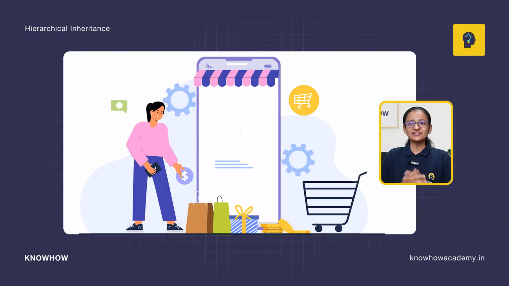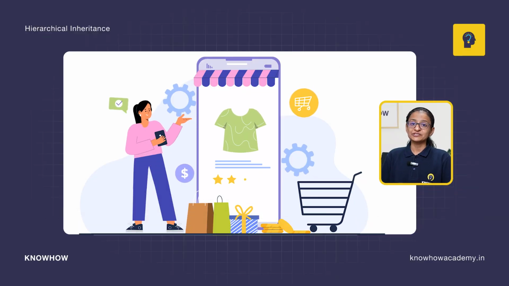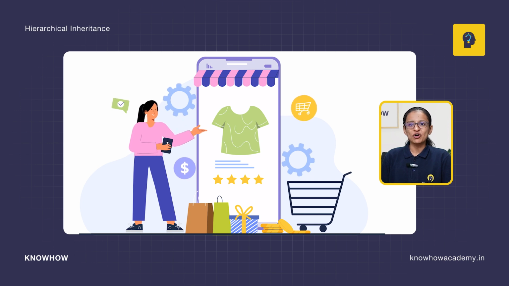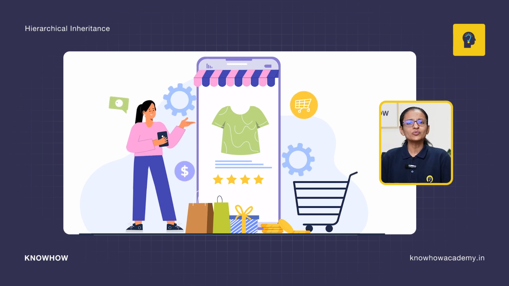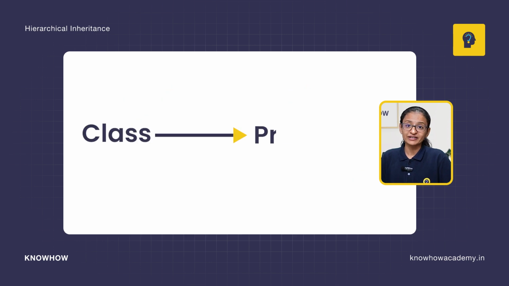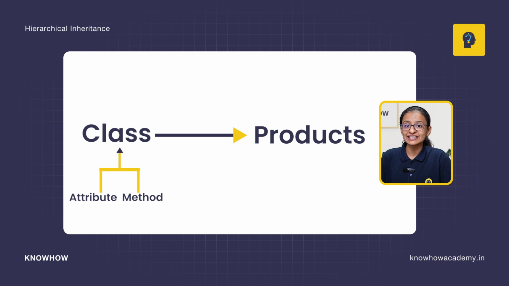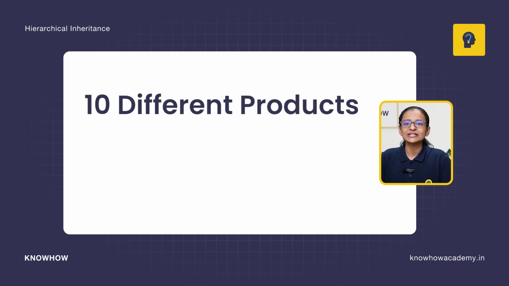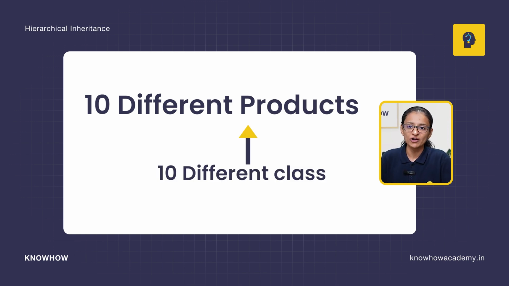So first of all, let me tell you why there is a need of hierarchical inheritance in Python. Imagine you are building a system which maintains the product information for an e-commerce website. So how will you do it? You will make a class of each product type, and then you will mention the attributes and methods inside a class. So let's say you are selling 10 different types of products. So what will you do? You will make 10 different classes, one for each product type.